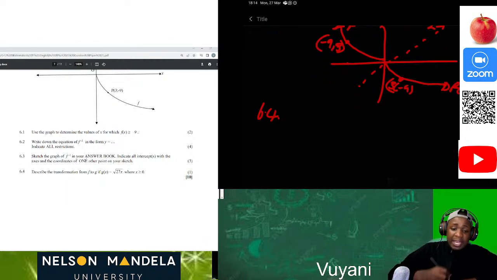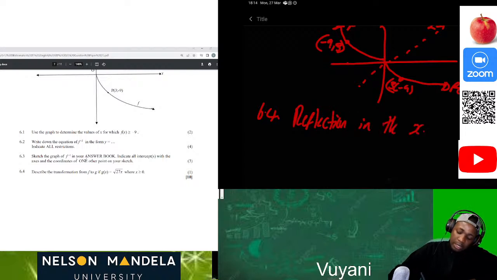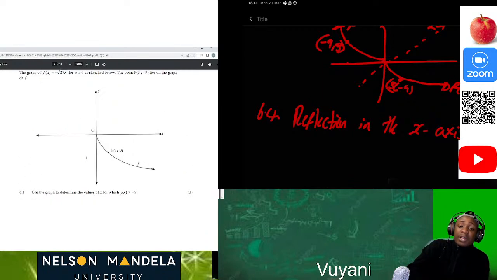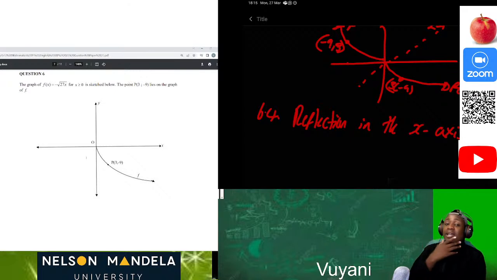The last question of the day: describe the transformation from f to g, which led us to have this. Oh, this is great because this is the reflection in the x-axis. Why? Because when we reflect a graph along the x-axis, we multiply the whole function by negative 1. So when we multiply negative root 27 of x times negative 1, then we get positive. So that's why it was just reflected in the x-axis.